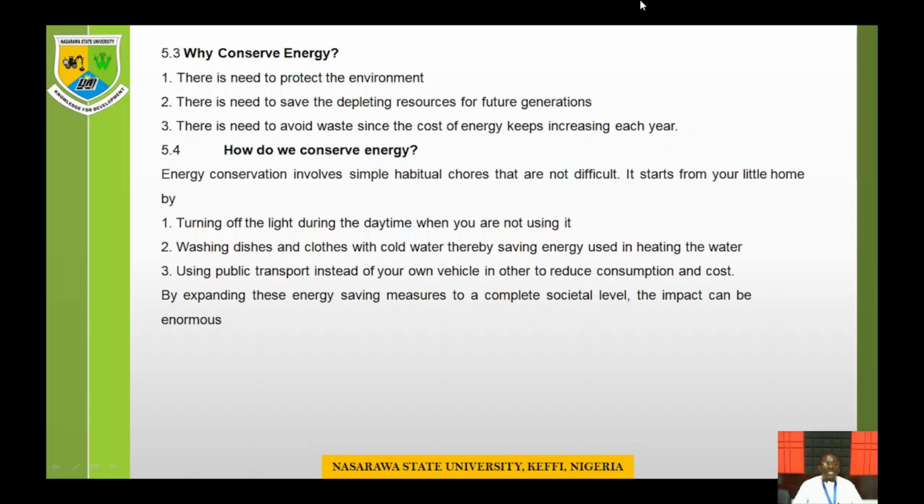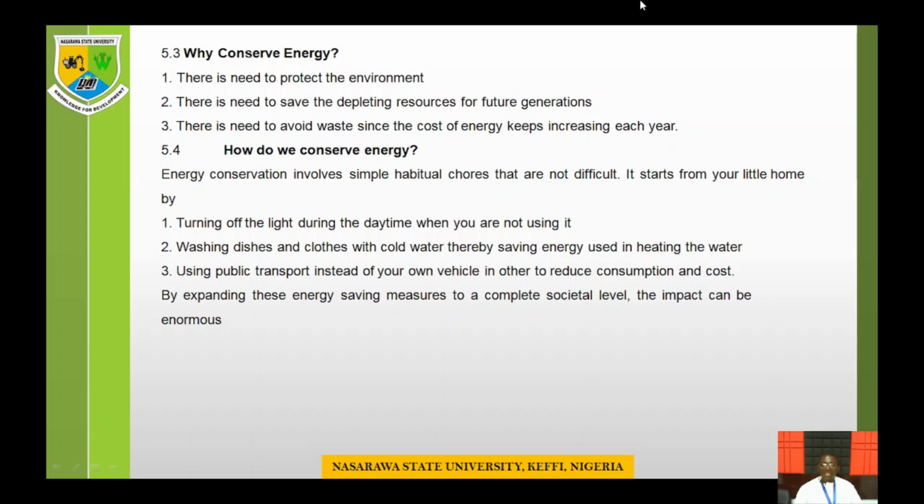Number 3. Using public transport instead of your own vehicle in order to reduce consumption and costs. These points may appear simple, but they have far-reaching implications in the long run. Now, by expanding these energy-saving measures to a complete societal level, the impact can be quite enormous.